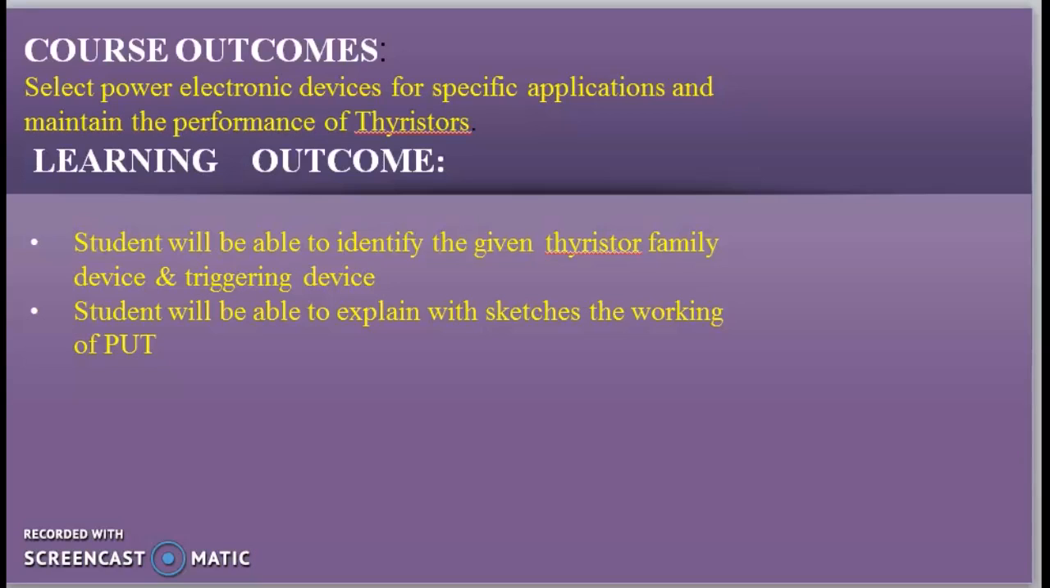The course outcome for this is that you will be able to select power electronic devices for specific applications and maintain the performance of thyristors. The learning outcome: the student will be able to identify the given thyristor family device and triggering device. You will also be able to explain with sketches the working of PUT. So let's get started.